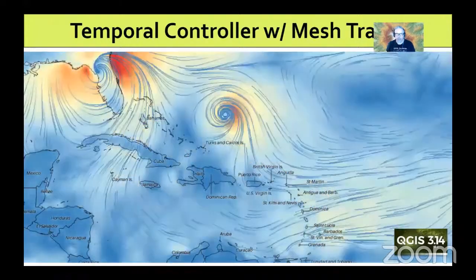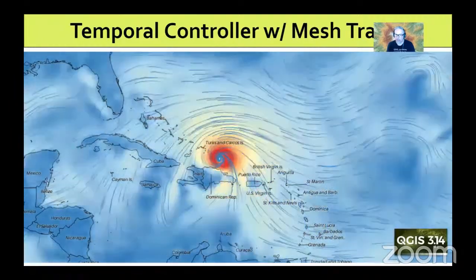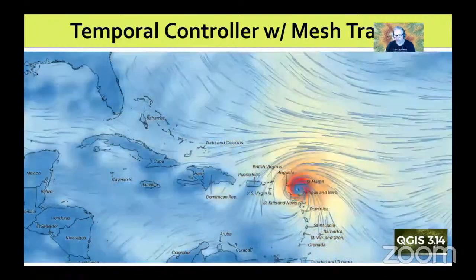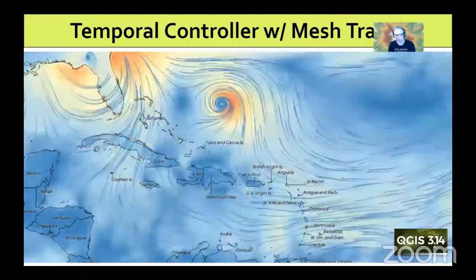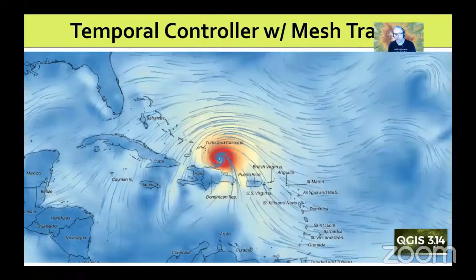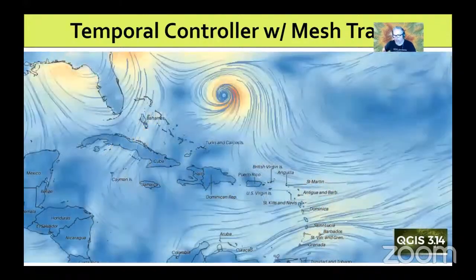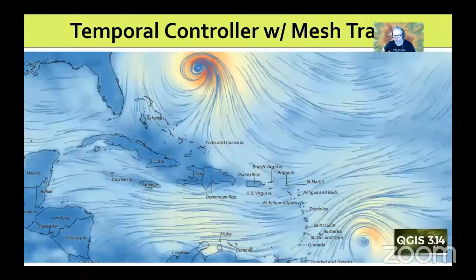This is that original mesh data set that I started out with. And I used the temporal controller to export all of these still images and then stitch them together in GIMP to create a GIF animation of the hurricanes going through the Caribbean.